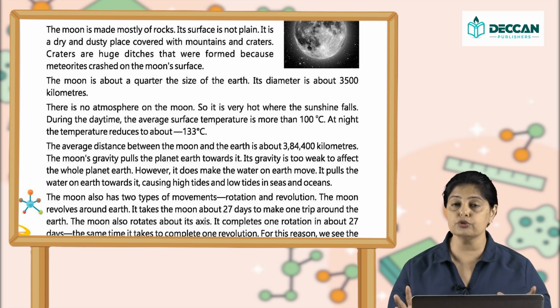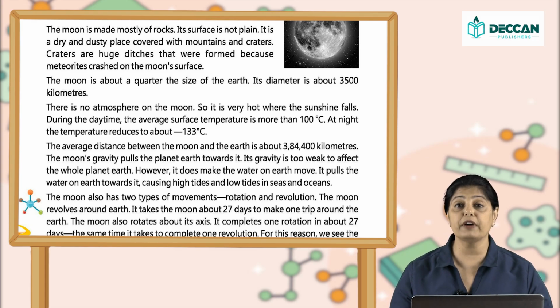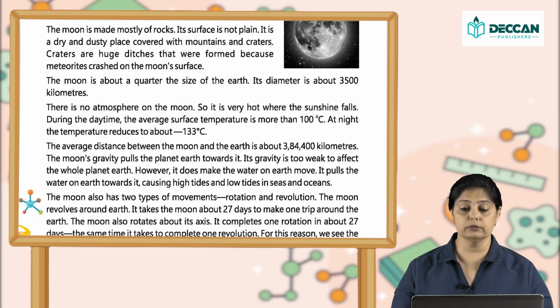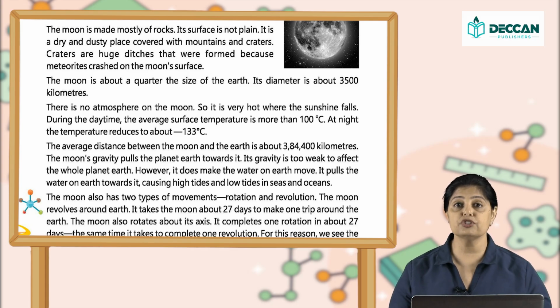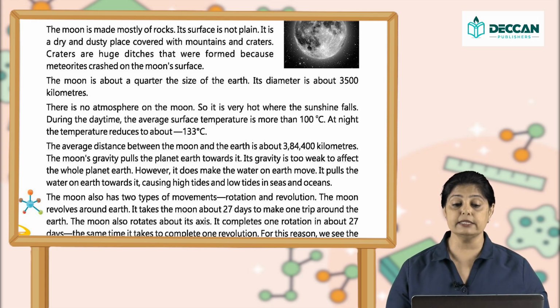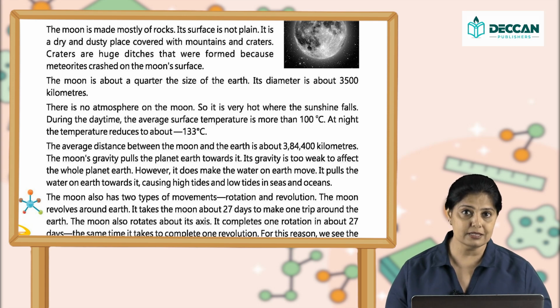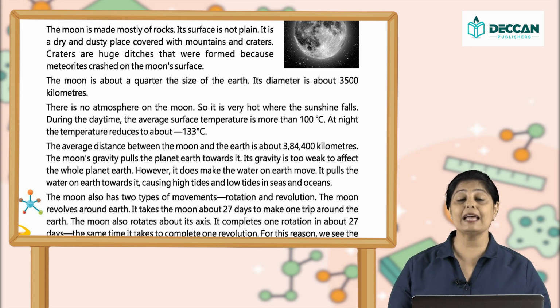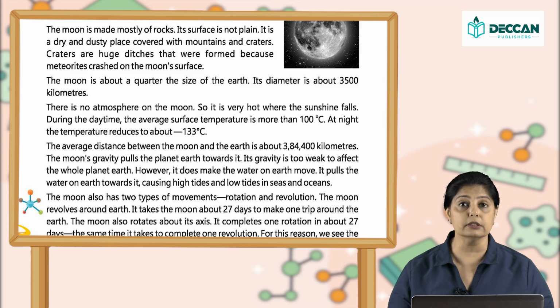The moon is about a quarter the size of the earth. So earth is huge and the moon is just 1/4 of it. Its diameter is about 3,500 kilometers. There is no atmosphere on the moon. It is very hot where the sunshine falls, and during the daytime the average surface temperature is more than 100 degrees Celsius. So it is very hot. At night the temperature falls to about minus 133 degrees Celsius. Now, what is the average distance of the moon from the earth?